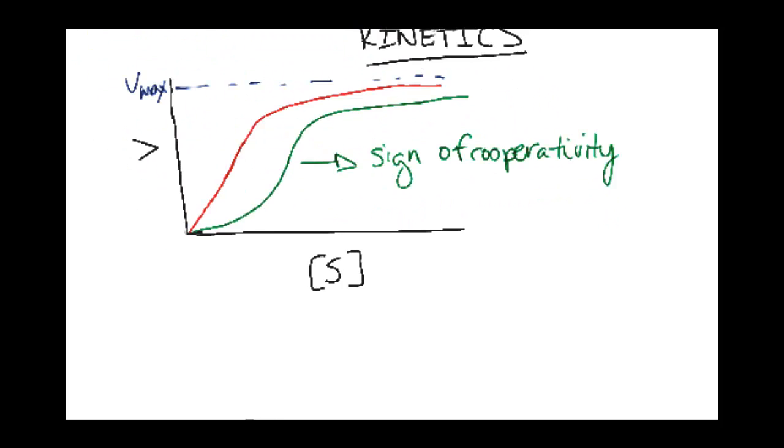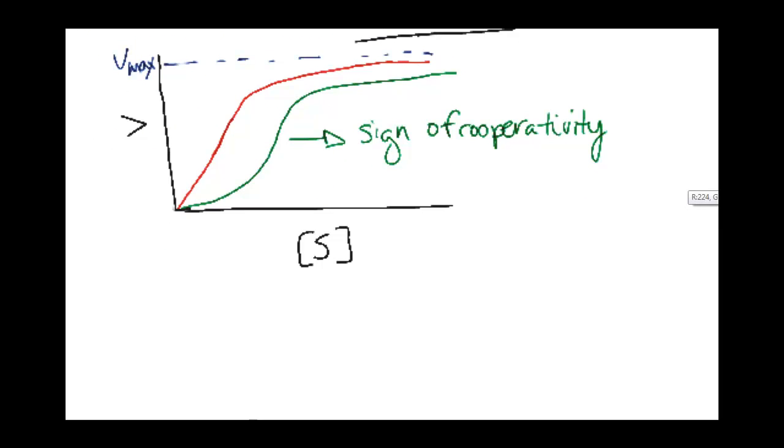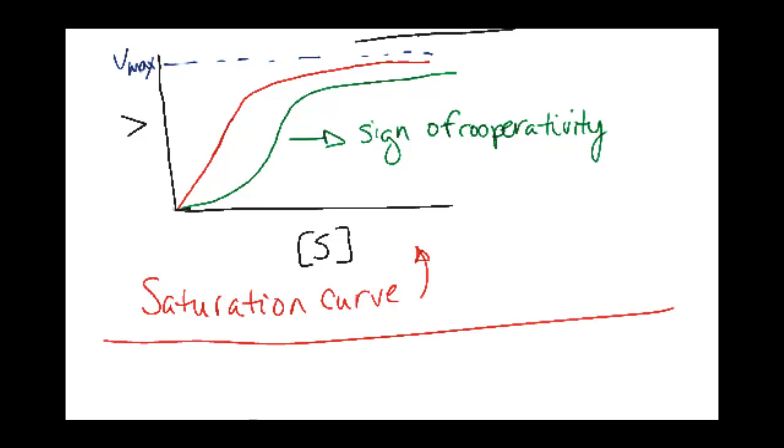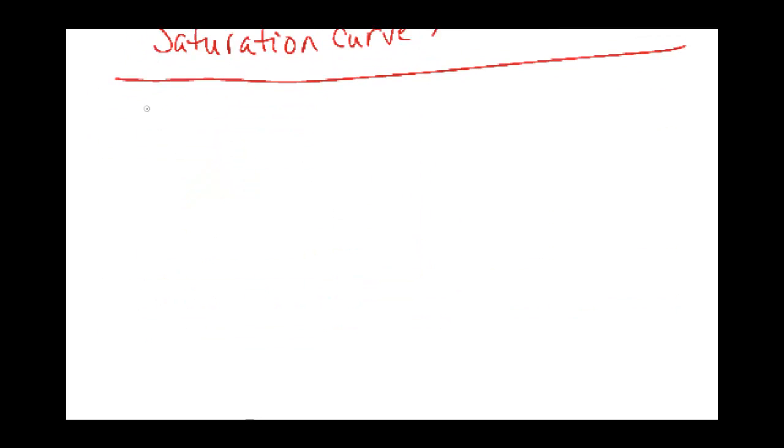And this is a Lineweaver-Burk plot. Did I label that last one? No, I did not. Let's label this last one. This is a saturation curve above. And then we're going to look at the Lineweaver-Burk plot.